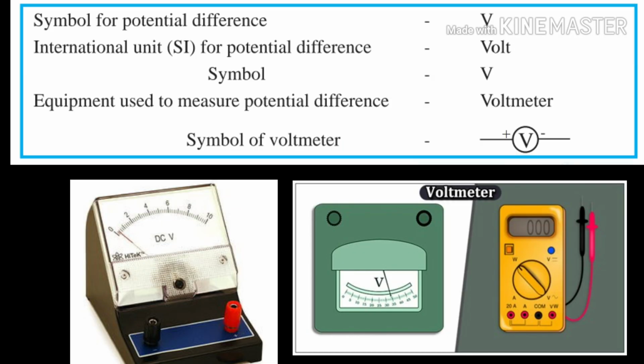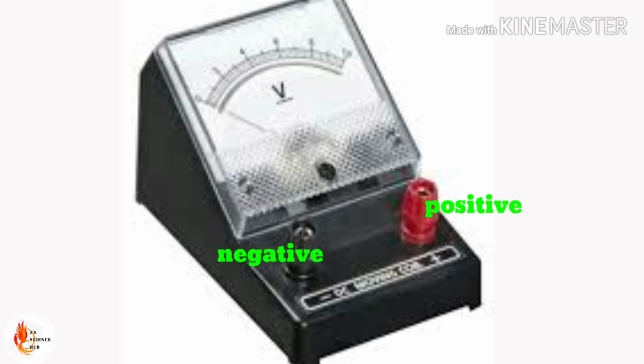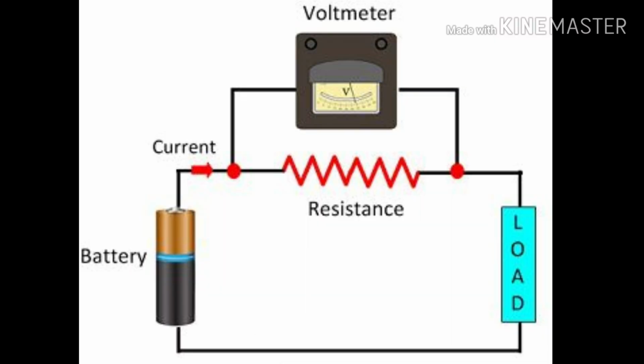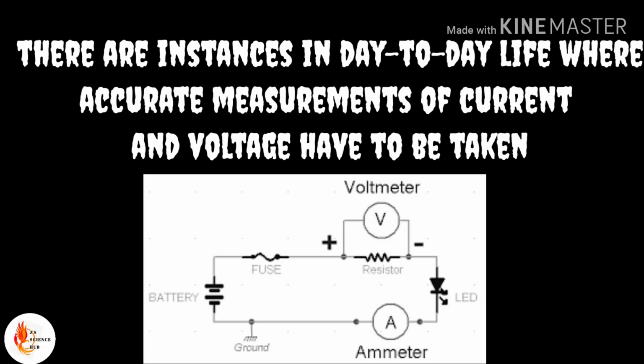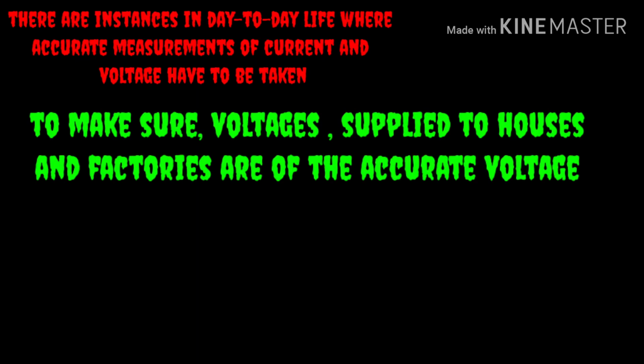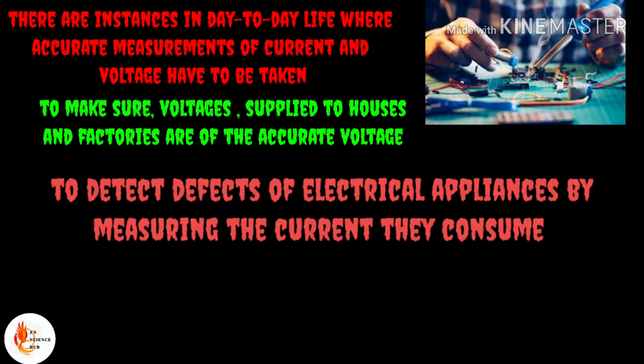We use the voltmeter to measure the potential difference. Like the ammeter, the voltmeter also has positive and negative terminals. Usually the positive terminal is red in color and the negative terminal is black in color. Voltmeter is connected in parallel to the circuit to measure the potential difference between two points. Accurate measurements of current and voltage have to be taken in many instances in our day-to-day life. For example, to make sure the voltage supplied to houses and factories is of accurate voltage. By measuring the current the electrical appliances consume, we can detect defects.